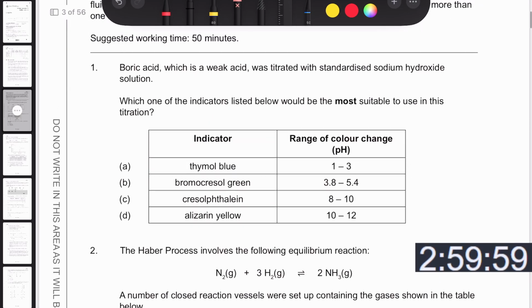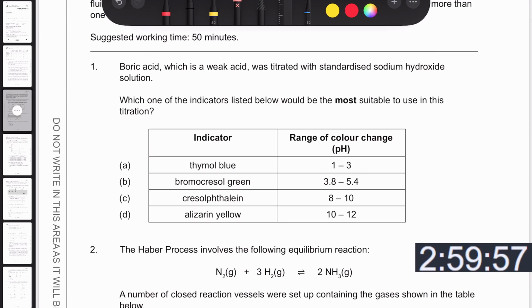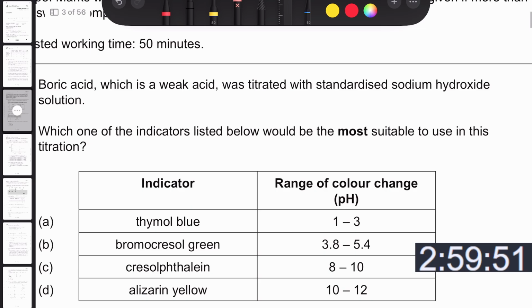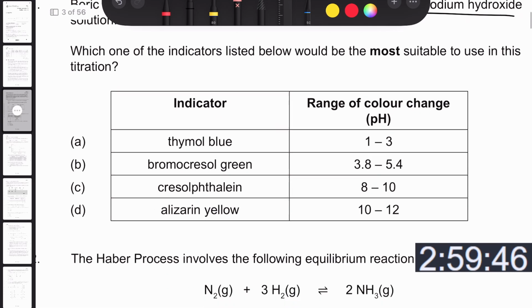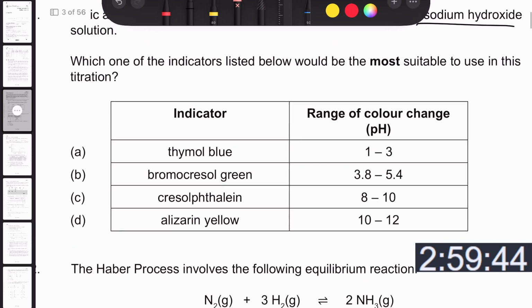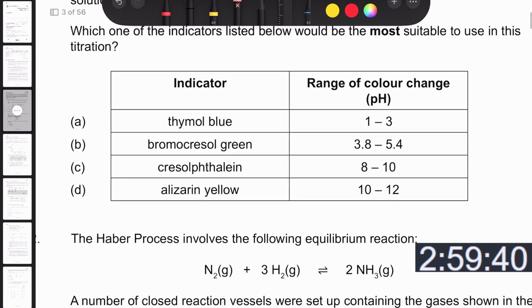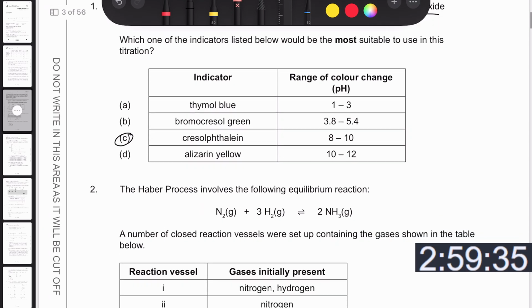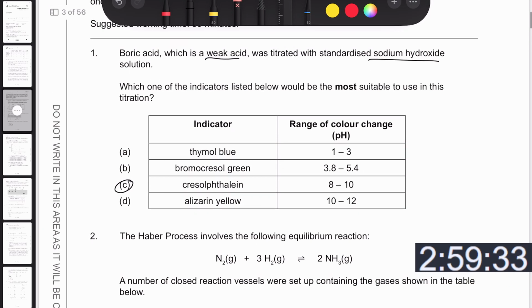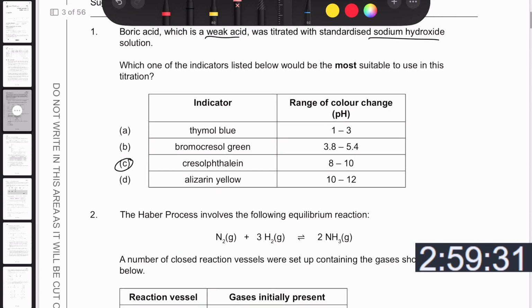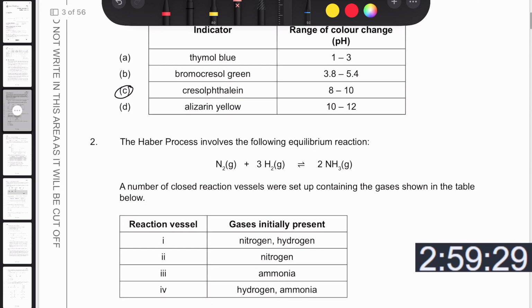start. Boric acid, which is a weak acid, was titrated with standardized sodium hydroxide. Which indicator would be most suitable to use in this titration? So since we're reacting a weak acid with a strong base, our pH color range is probably going to be in the slightly basic or more basic range. So probably 8 to 10, so C. I feel like 10 to 12 might be too much. Yeah, we'll do 8 to 10.